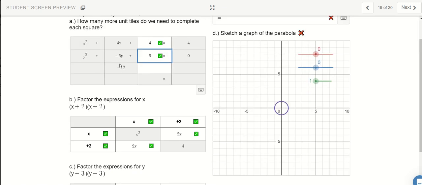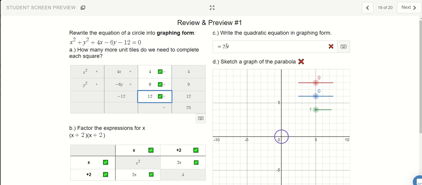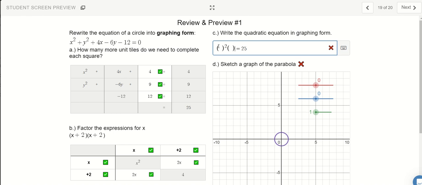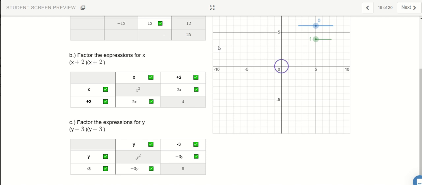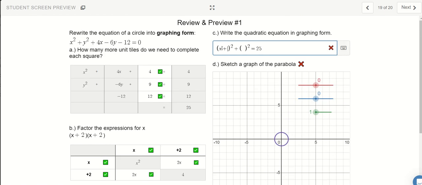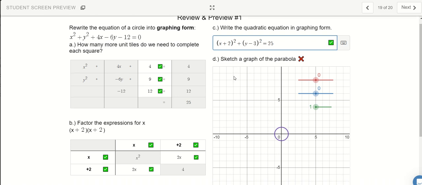Right, and here we're starting with minus 12. So again, we don't need any of these. Let's add 12 to the other side. And now this is our right hand side. We have 25 on the right side. So setting up our box, we have x plus 2 and y minus 3. Okay. And now that we have it in graphing form, we can graph it.